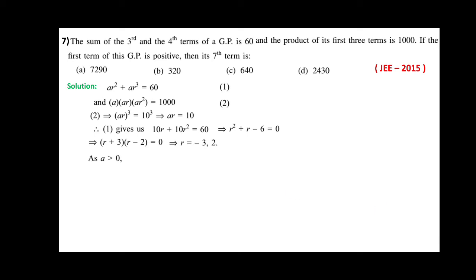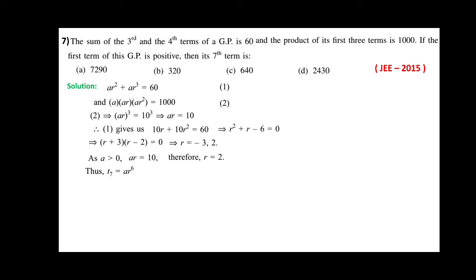As A is greater than 0, A should be positive, because it is given that the first term of this GP is positive. Therefore, AR is equal to 10, which is a positive number. Therefore, R should be positive. So we should consider only R is equal to 2 as the answer. We cannot consider R is equal to minus 3, because AR should be positive since A is greater than 0. So, R is equal to 2, and now we can find out T7.